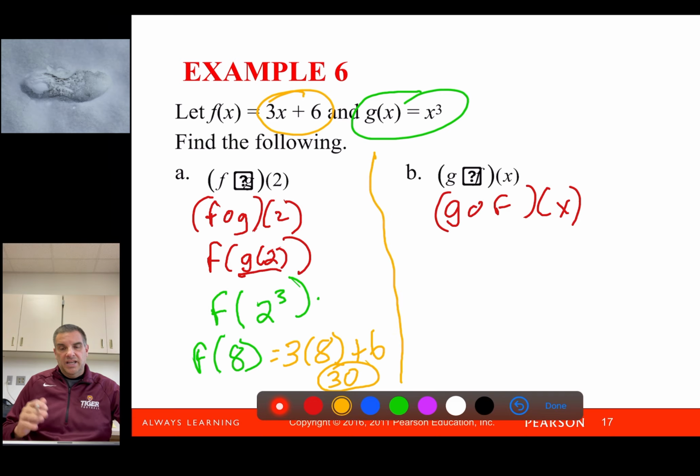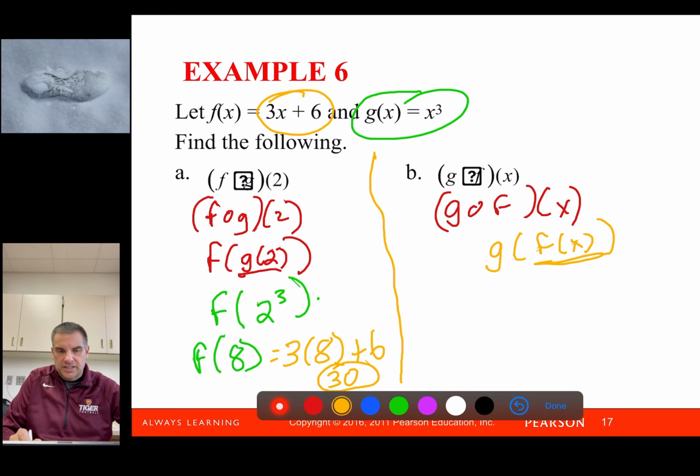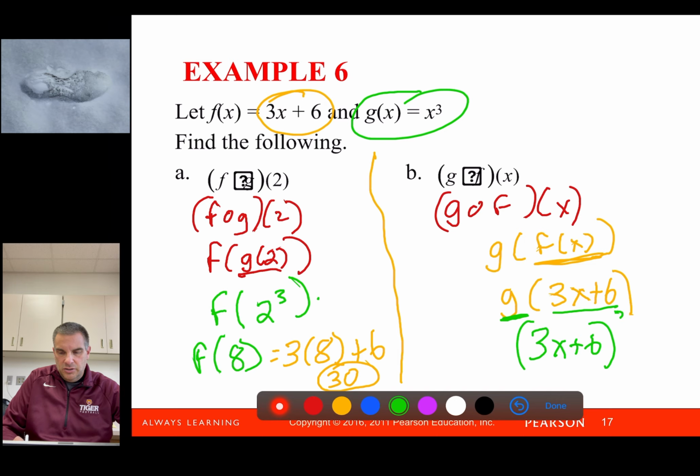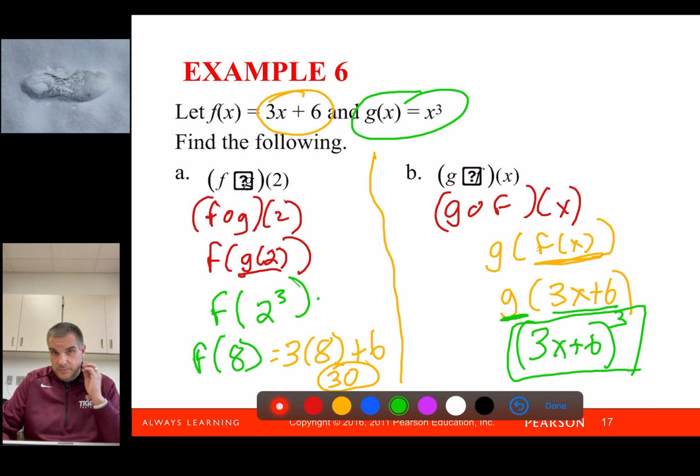Part B is finding g of f of x. So I'm going to rewrite this as g of f of x. Well, we know what our f of x is. It's 3x plus 6. So that means I need to find g of 3x plus 6. Now this tells me in the g function, anywhere I see an x, I'm going to replace it with 3x plus 6. Well, g of x is x cubed, so I'm going to put 3x plus 6, that's my new x, and I'm going to cube that, and that's your solution. And you're done. You don't need to work that out. You can just leave it in that form.